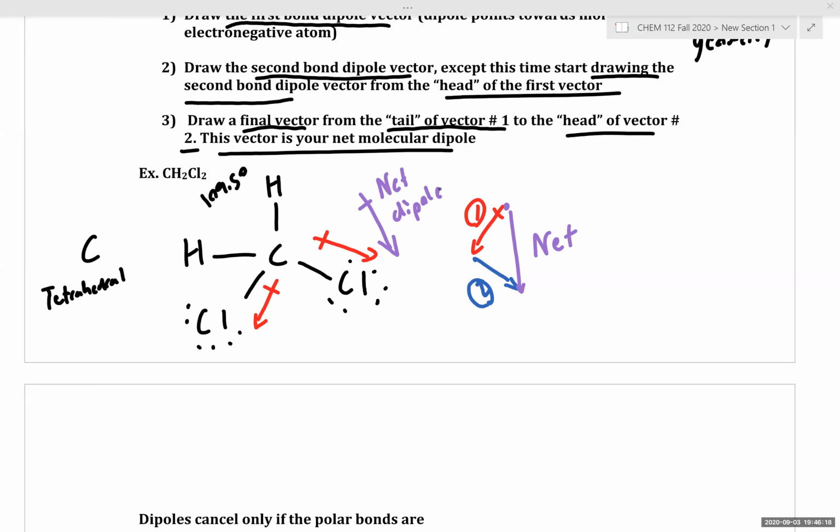So as we can see, we can estimate our net dipole, and what this tells us is that overall this bottom region of our molecule, this region with our chlorines, has more electron density than our top portion of the molecule with the hydrogens. Does that make sense to everyone? So this net molecular dipole tells us the regions that are electron rich and the regions that are electron deficient.